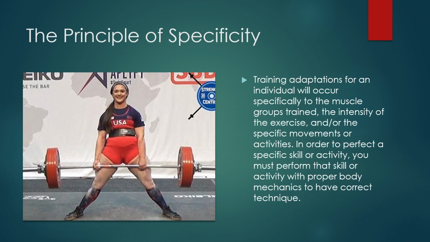Principle number 2, the principle of specificity. Training adaptations for an individual will occur specifically to the muscle groups trained, the intensity of the exercise, and or the specific movements or activities. In order to perfect a specific skill or activity, you must perform that skill or activity with proper body mechanics and have correct technique. So here we have a power lifter, for instance, a world famous power lifter, and I don't know exactly how much weight she has on there right now.